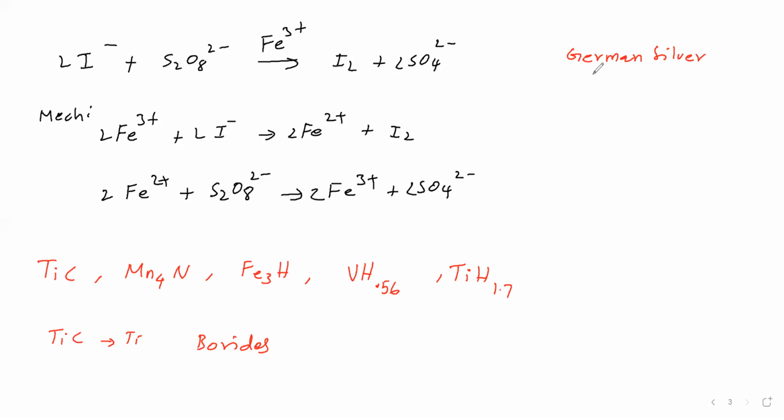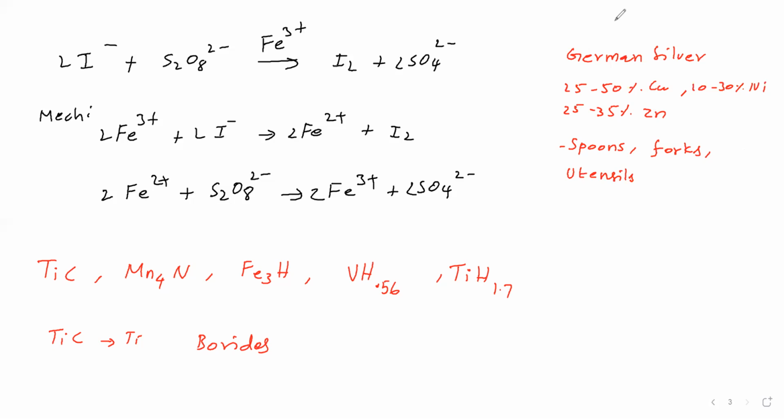In German silver, copper is 25 to 50%, nickel is 10 to 30%, and zinc is 25 to 35%. This German silver is used for making spoons, forks, and utensils.